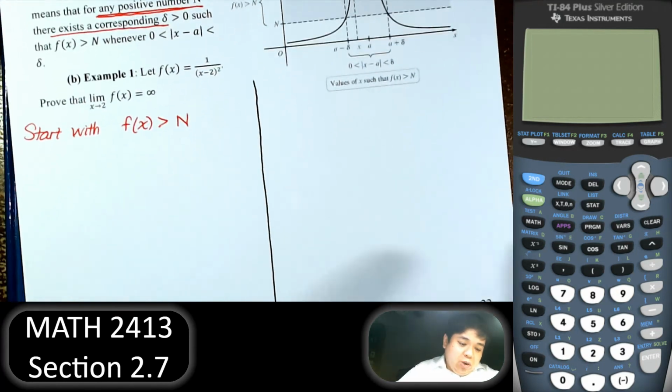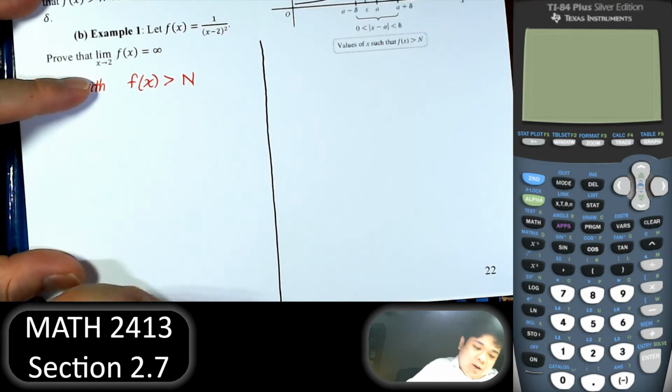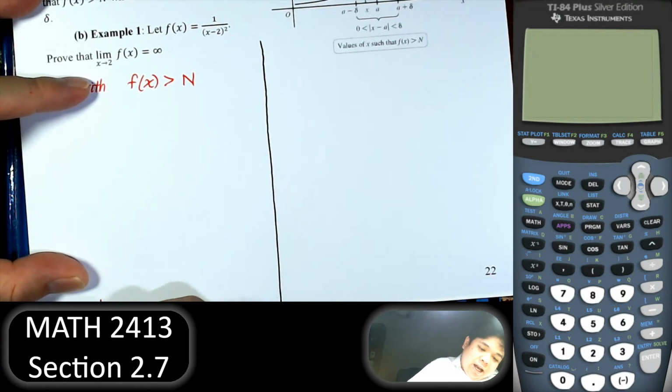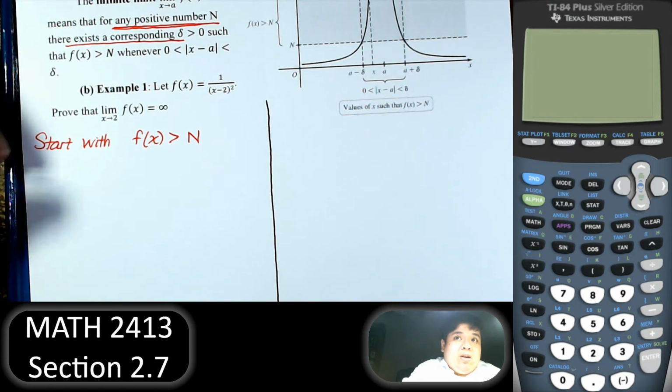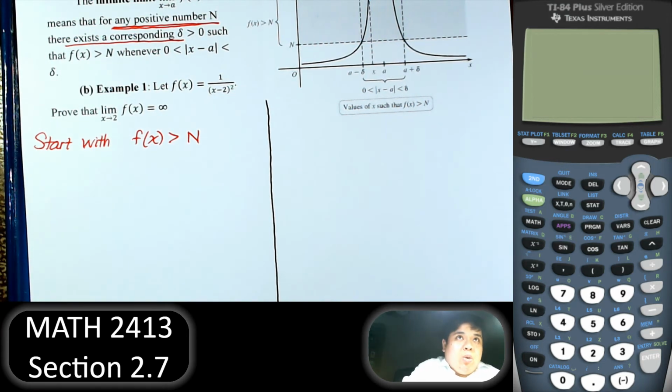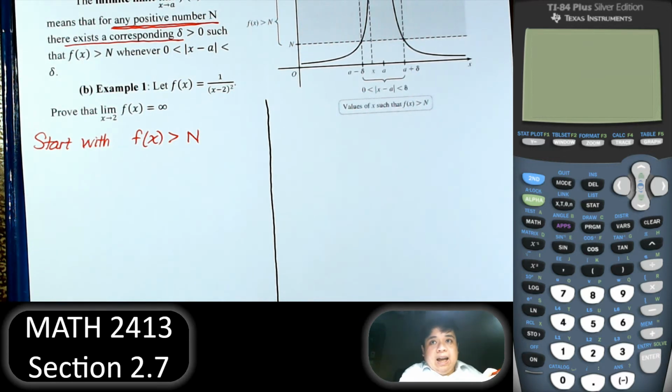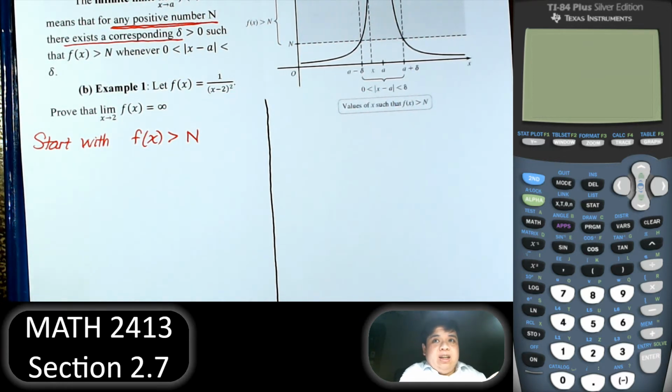Right. So that's where we start, and then we end with x minus a less than delta. We don't need to write greater than 0, because it is greater than 0 already, being an absolute value, and it cannot be equal to 0, because x doesn't have to go to a, it just needs to go close to it, as close as we want to. Right. Now we start with this.